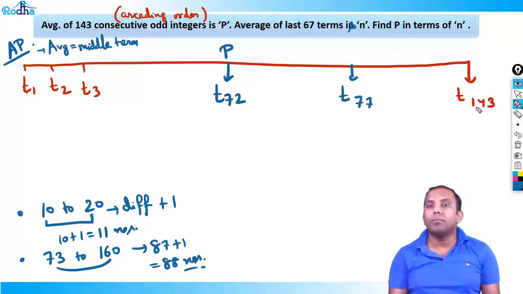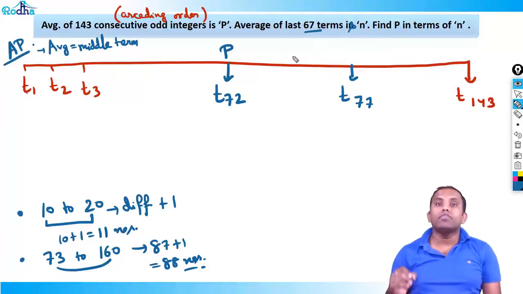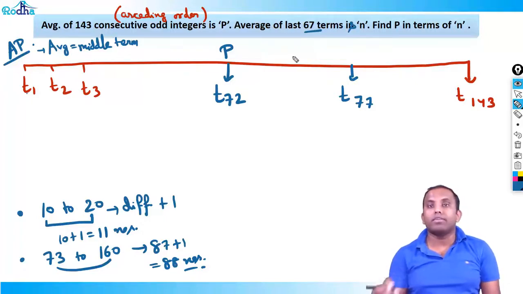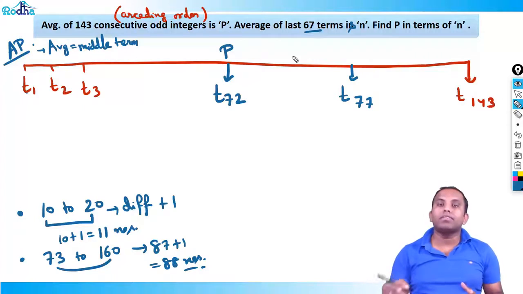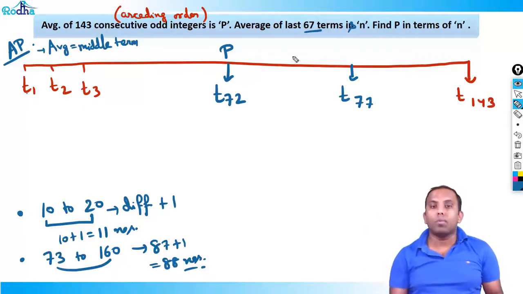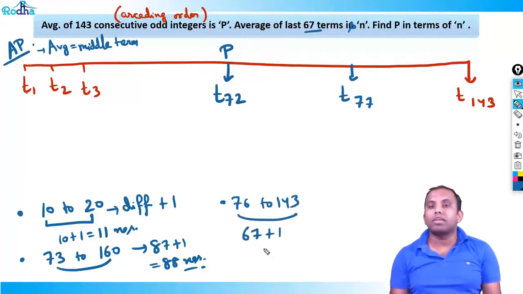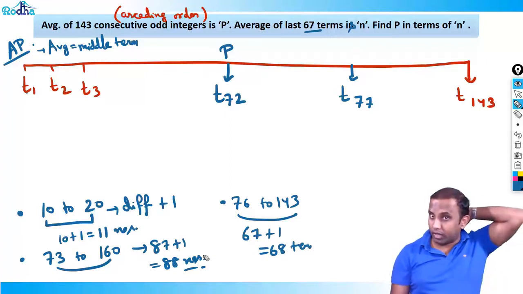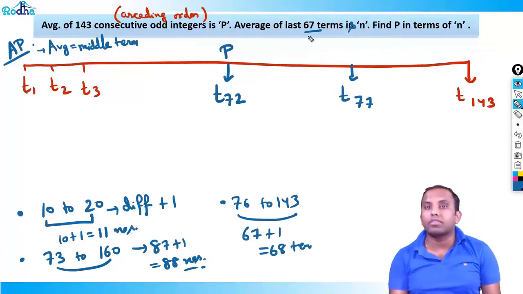So 143 minus, we have to calculate the last 67 terms. 143 minus 67 is 76. So don't take from 76. Take from 77, because if you take 76 to 143, how many terms? Difference plus 1. 67 plus 1, 68 terms. Right, this is wrong. I have to calculate 67 terms. That's why starting from 77.